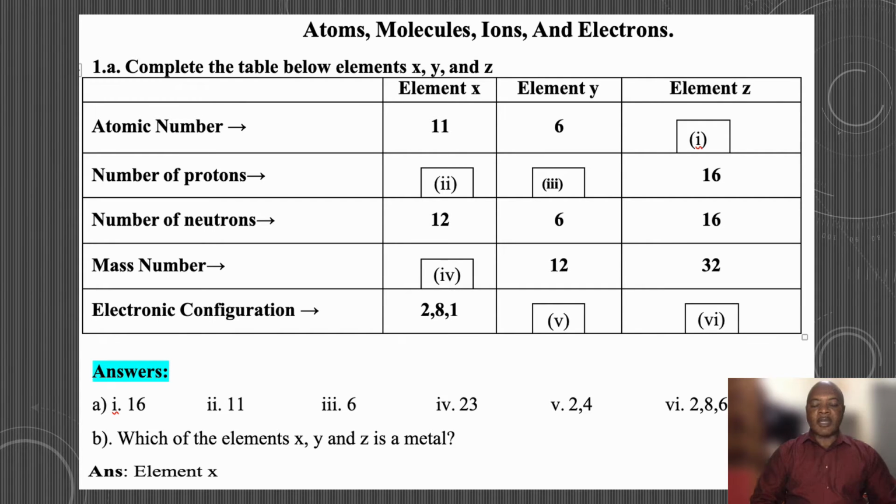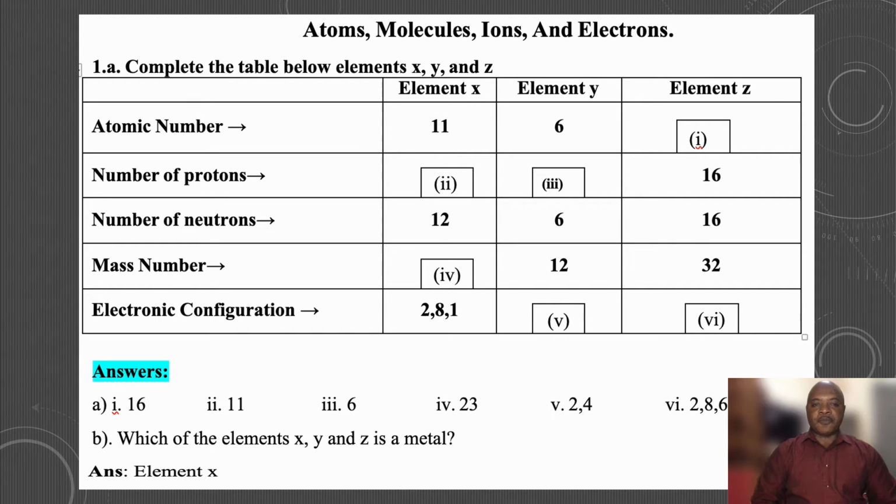We are starting with 1. The atomic number for element Z is what they ask us to complete. Now, based on the information that has been given, the proton number for element Z is 16. Remember that the proton number is equal to the atomic number, and for that reason, element Z atomic number is 16.